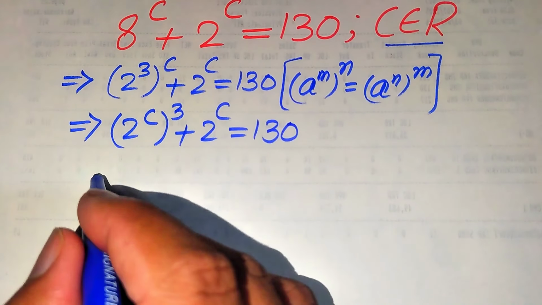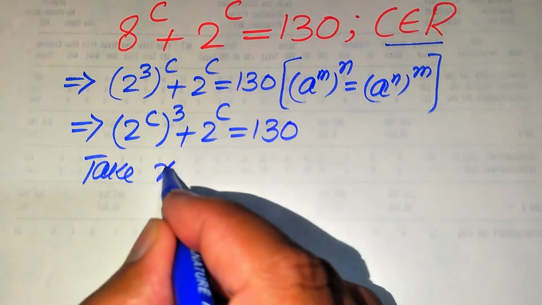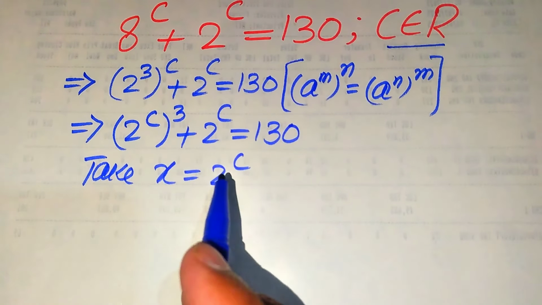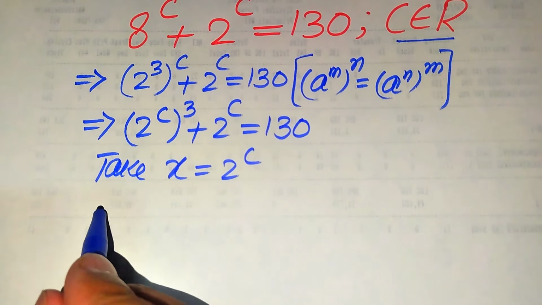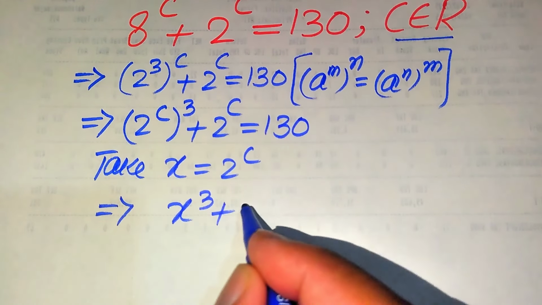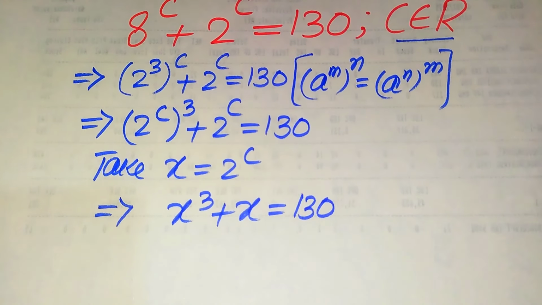So here we convert this exponential equation into the cubic form. For this we take x equals 2 to the power of c. So when you take x equals 2 to the power of c, our above equation is written as x cubed plus x equals 130.